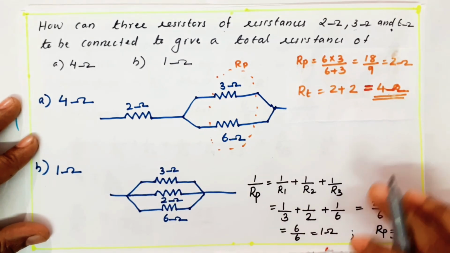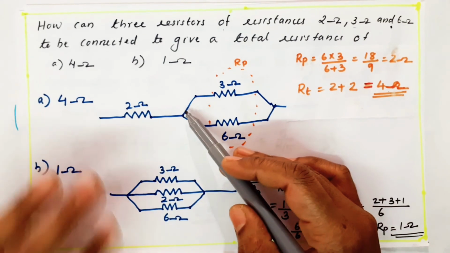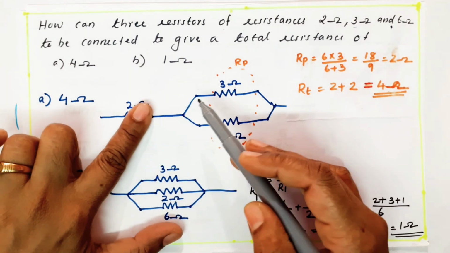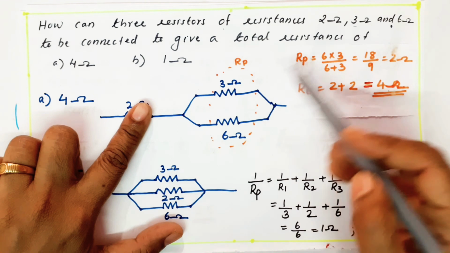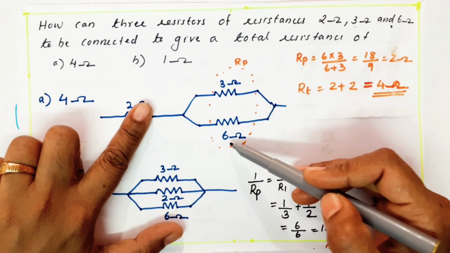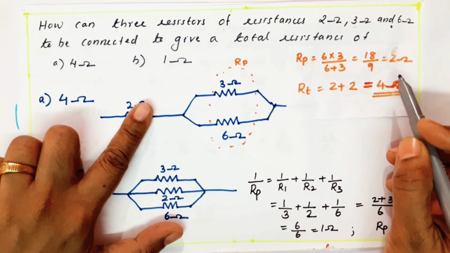So here also you should get some idea, some tricks. What I am doing is, I know 4 ohm is 2 plus 2. So I just kept the 2 aside. The other two I checked in the previous form: R1 R2 by R1 plus R2. 6 into 3, 18. 18 divided by 6 plus 3, 9. That is 2 ohm only.